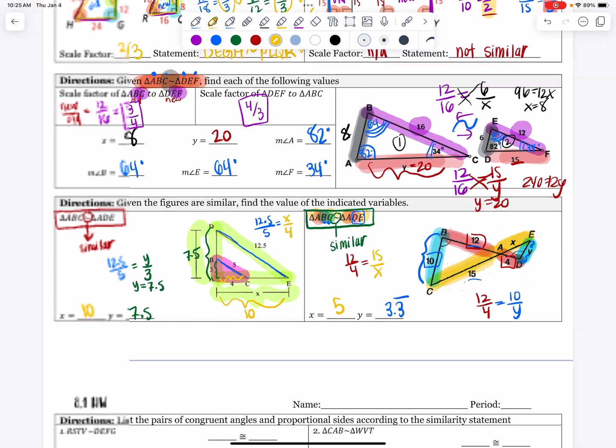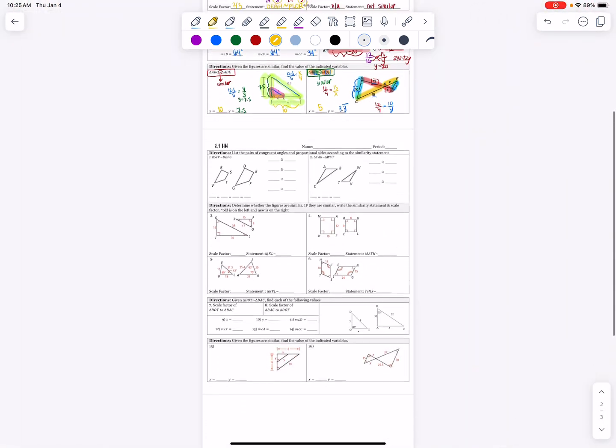All right, y'all's homework is on the back. So try that and we will check that tomorrow.